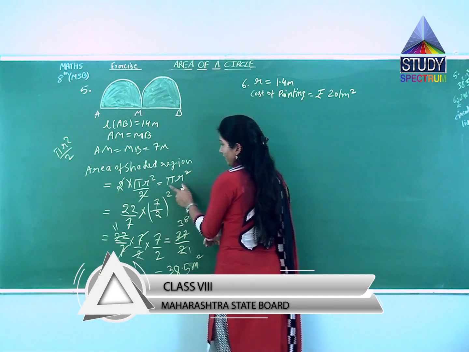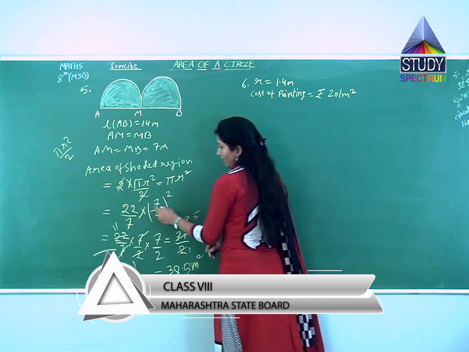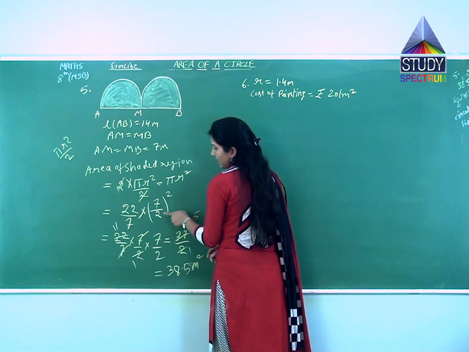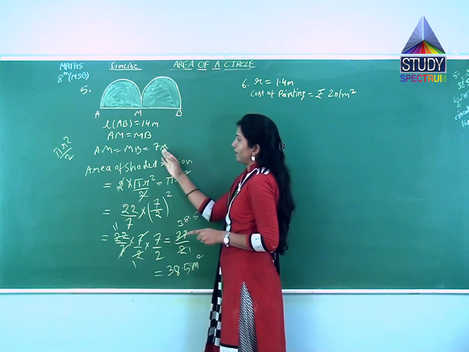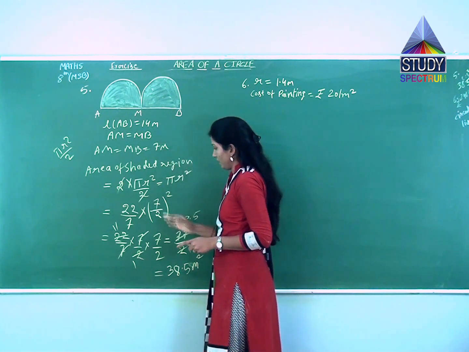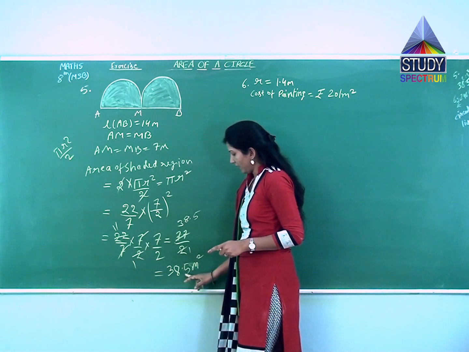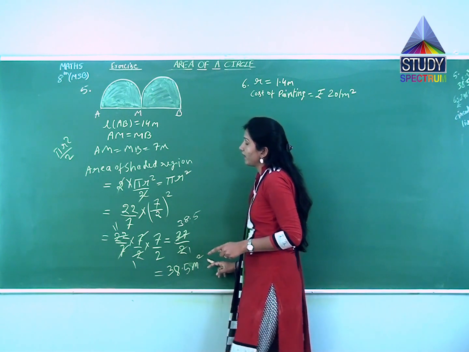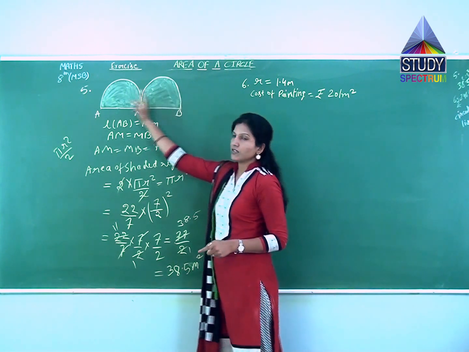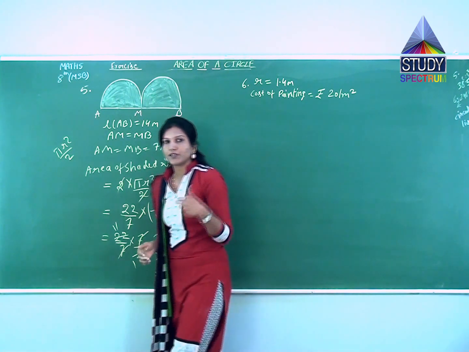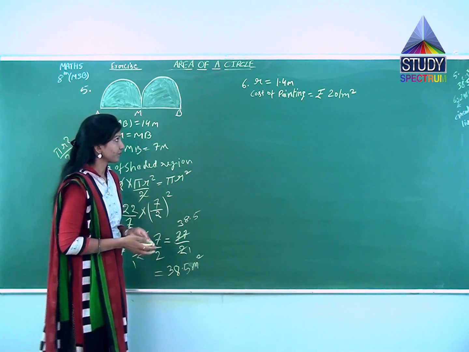Now substituting the values in this, we get pi 22 by 7 into radius. Now how is the radius 7 by 2? Because the diameter was 7 meter. Now 7 upon 2 square, and after the calculation we get 38.5 meter square as the area of this shaded region. Okay. Now let's move to question number 6.